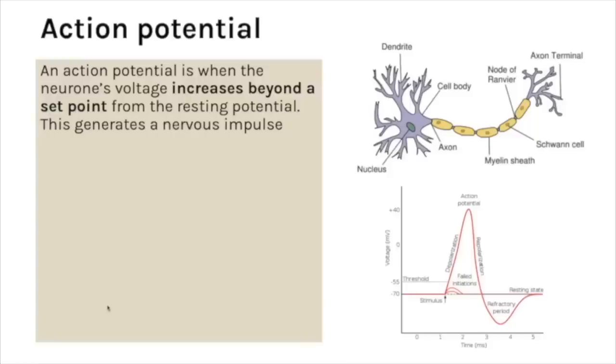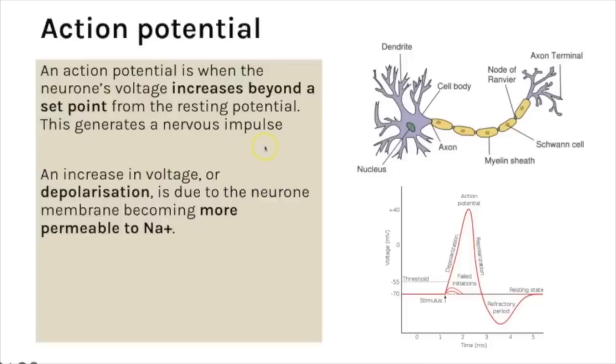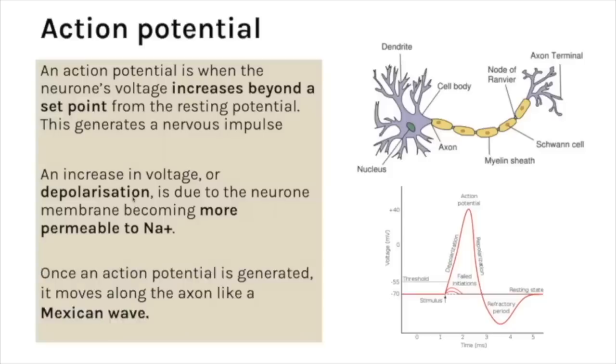Now, if there is a stimulus, and if it's a large enough stimulus, it can generate an action potential. An action potential is when the neuron's voltage increases beyond a set point from the resting potential. And this is what generates the nerve's impulse to then travel along the neuron. So an increase in voltage, also known as depolarization, is due to the neuron becoming more permeable to sodium ions and therefore becoming more positive. Once an action potential is generated, it moves along the axon like a Mexican wave.